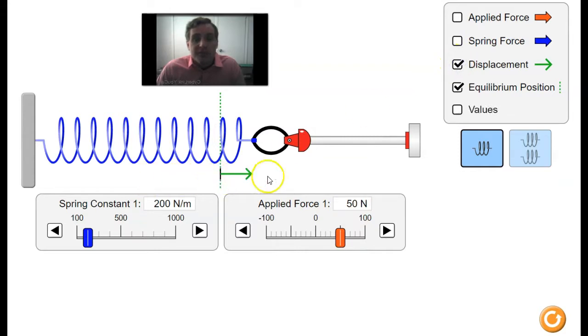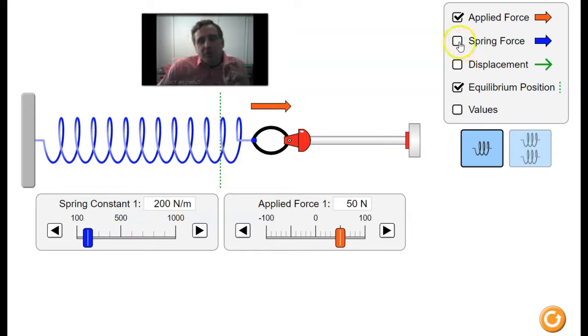Note, the displacement vector here is positive. That is, it's to the right on a positive x-axis. And the idea is that we're elongating the spring. We're storing up elastic potential energy. And notice something, though: the applied force is also to the right. That's from the lever here.